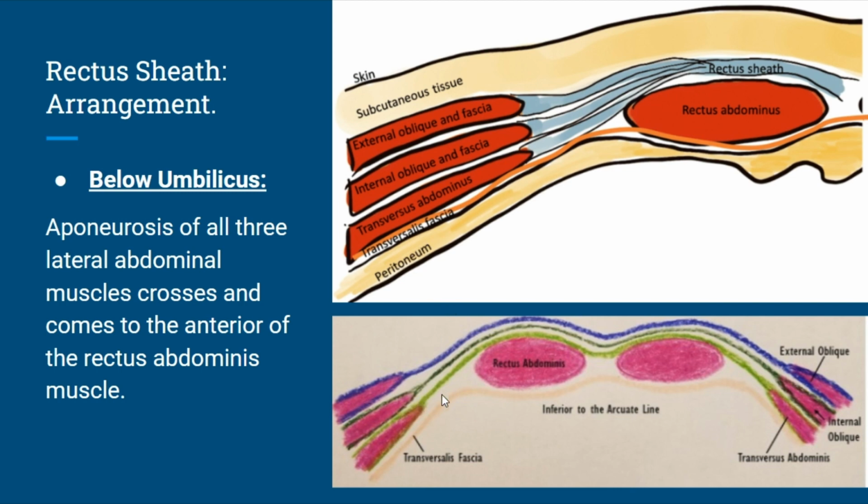So look at this colored image again. We have the aponeurosis of the external oblique, internal oblique, and the transversus abdominis. All three go anterior to the rectus abdominis muscle, but this line right here, the yellowish line, is the transversalis fascia, and it goes posterior to the rectus abdominis.